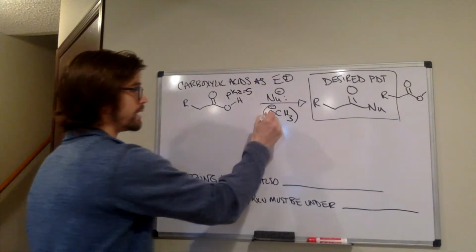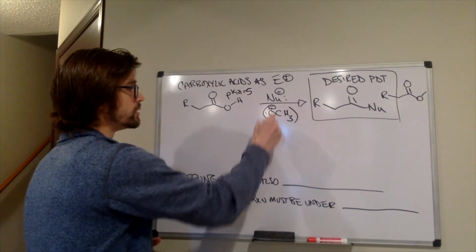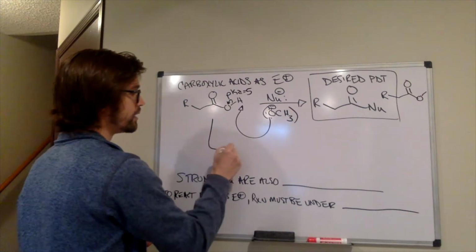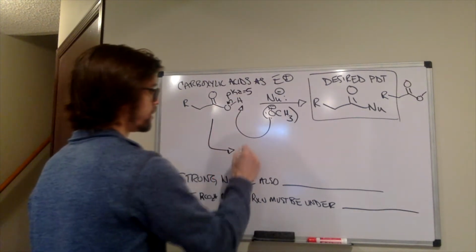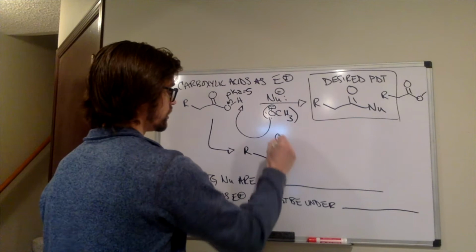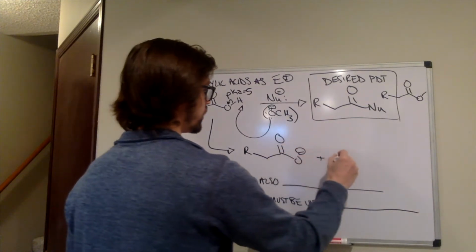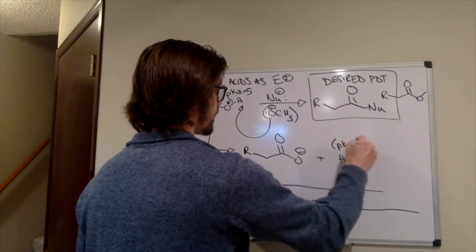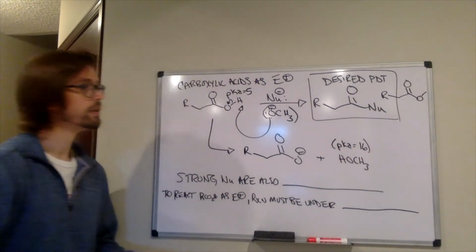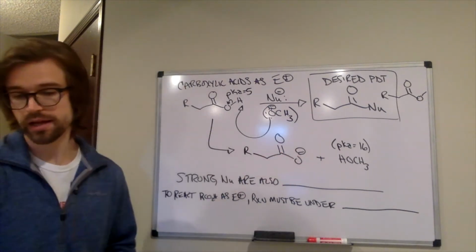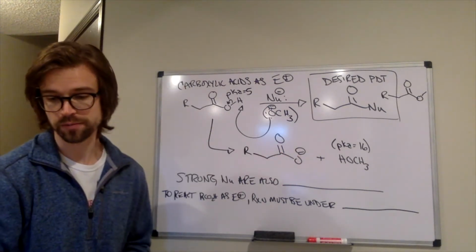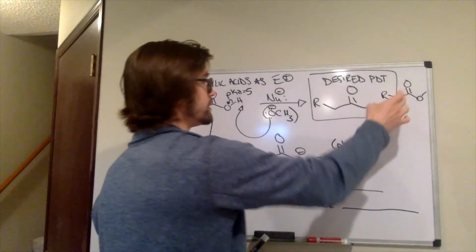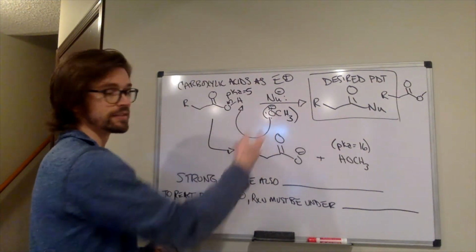So if we added, let's say, OCH3 minus to this, instead of it adding to the carbonyl, it's actually just going to add to that hydrogen, resulting in a proton transfer with a carboxylate plus an alcohol. And that alcohol, remember, has a pKa of around 16. So this is a very favorable reaction in the forward sense. So can we turn a carboxylic acid directly into an ester under basic conditions? This is a base right here.